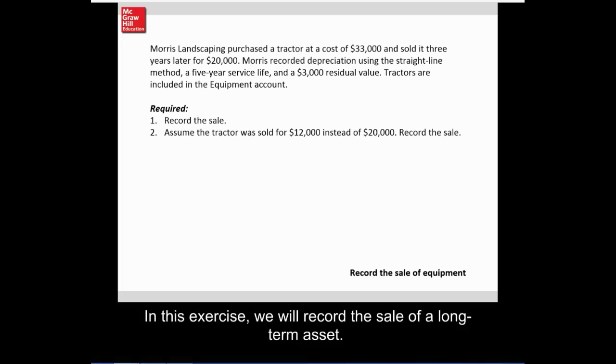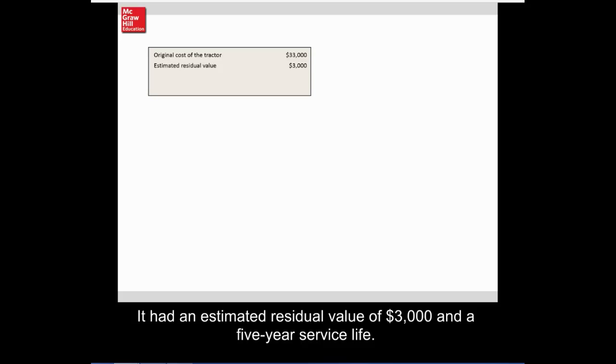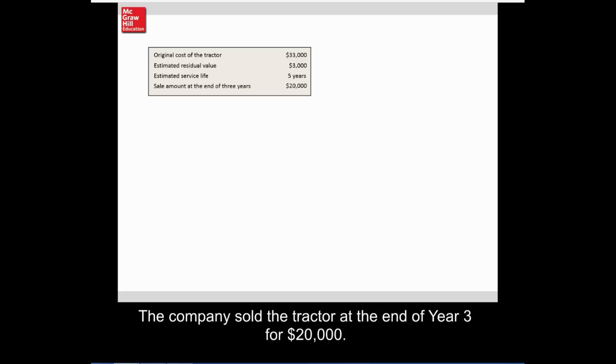In this exercise, we will record the sale of a long-term asset. In the example, the company purchased a tractor at a cost of $33,000. It had an estimated residual value of $3,000 and a 5-year service life. The company recorded depreciation using the straight line method. The company sold the tractor at the end of year 3 for $20,000.